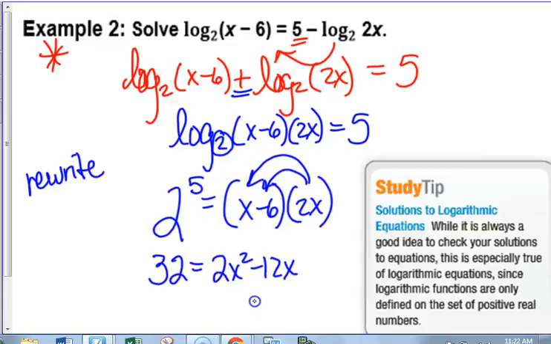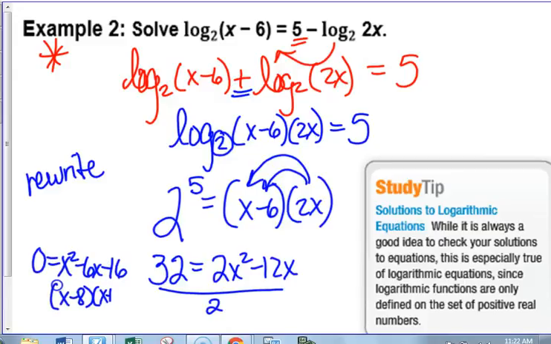Subtract the 32, divide everything by 2. What will we get? x squared minus 6x minus 16. Factor: x minus 8, x plus 2. So x equals 8 or negative 2.